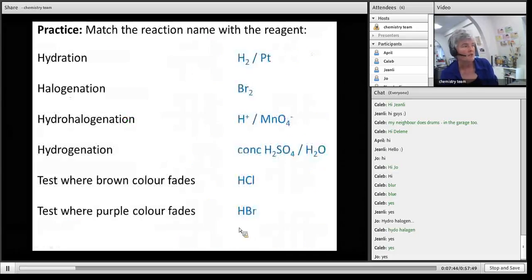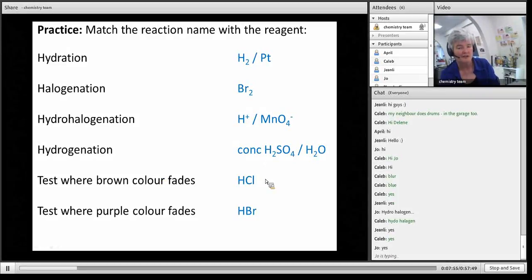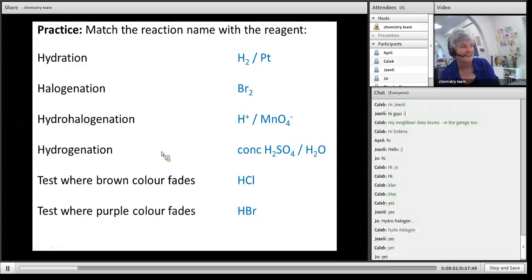Okay, so I'm just going to pause very briefly, have a look. Can you match up the type with the reagent? You don't have to type anything, I'm just giving you a little bit of time to try and get this in your head.